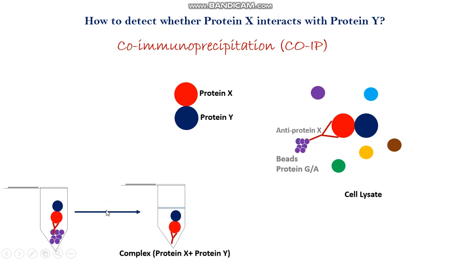Then you need to elute the samples with the loading dye. After using the loading dye, you need to centrifuge it and collect the supernatant. After collection of the supernatant, that is your sample. The supernatant of the loading dye contains your complex of protein X and protein Y. So this sample is ready for Western blot.